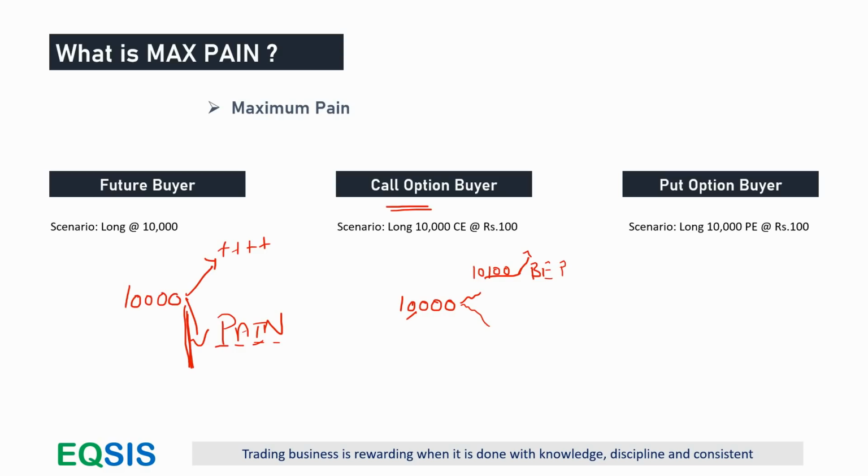But beyond 10,100, a buyer is going to make money, but a seller is still going to have unlimited pain, whereas anything below 10,100, the buyer is going to have a limited pain of 100 rupees.